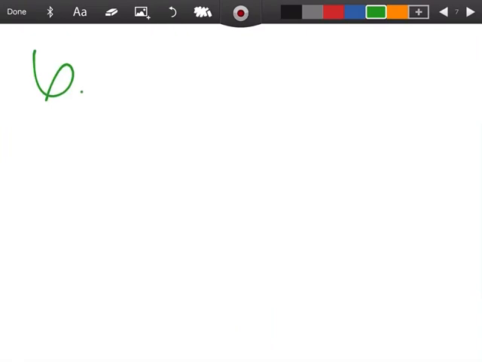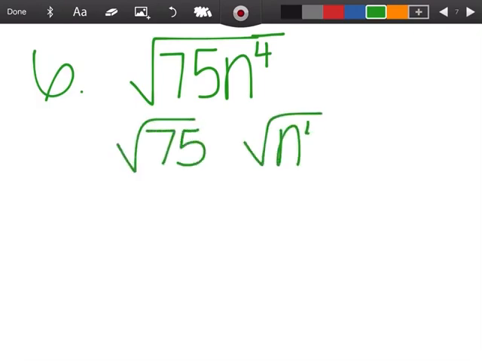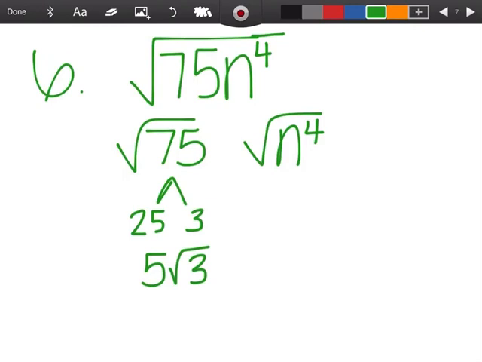So number 6 is going to say the square root of 75 n to the 4th. And so when I think of the square root of 75 n to the 4th, I'm going to split it up into the square root of 75 and the square root of n to the 4th. And I'm going to treat them separately. So I've got the square root of 75. Now the largest perfect square that goes into 75 is 25. It's 25 and 3. So the square root of 25 is 5, and the square root of 3 does not simplify. And then the square root of n to the 4th.